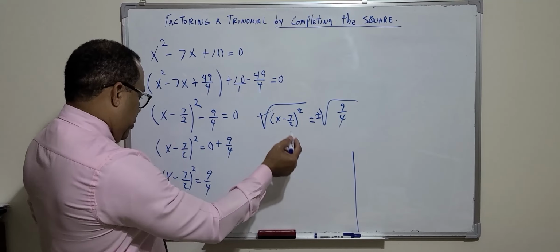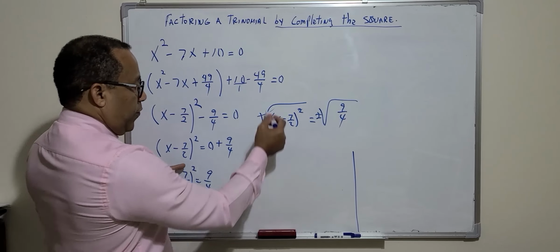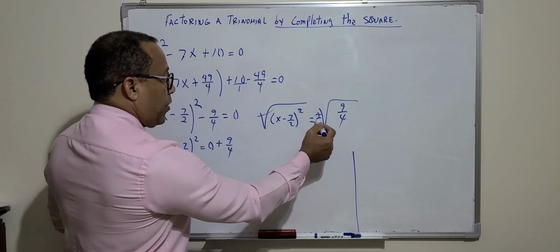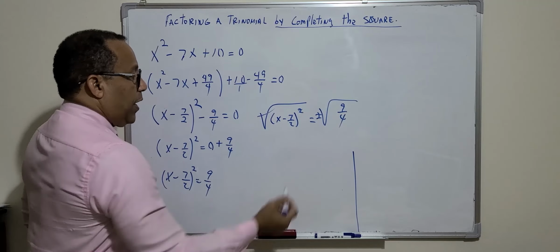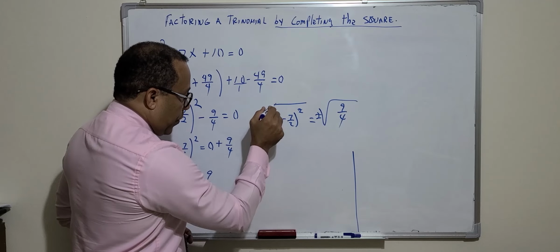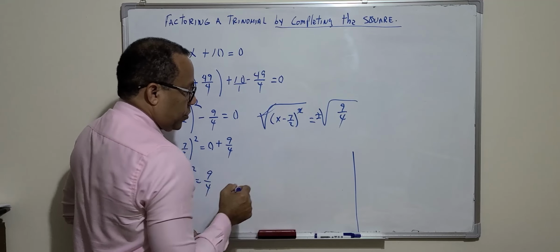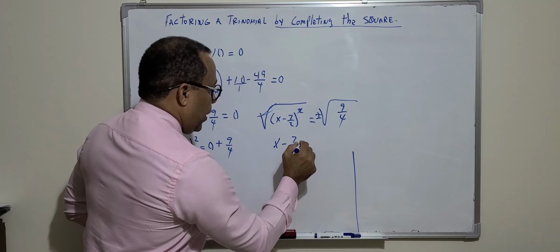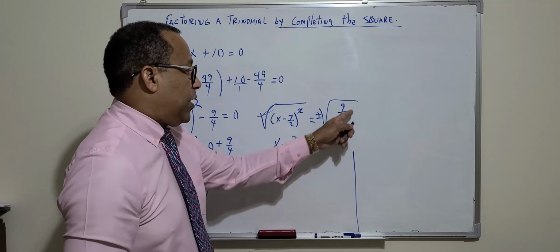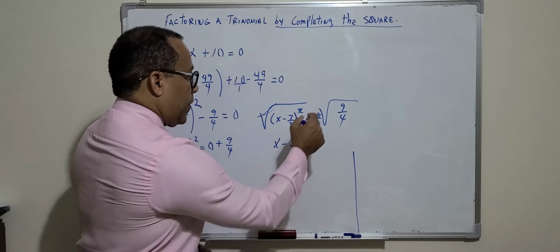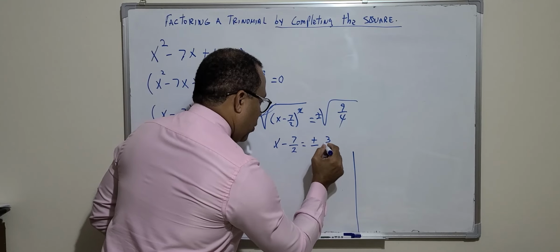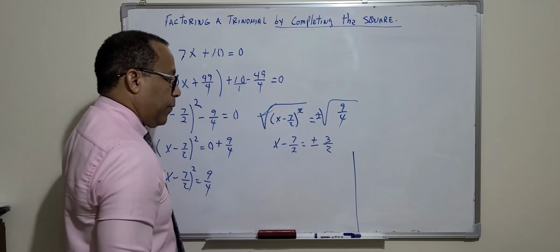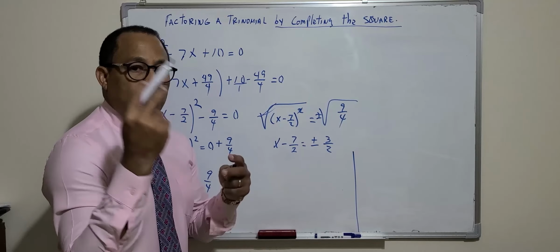And now we change the power 2 for a radical. So the square root of x minus 7 over 2 to the second power equals the square root of 9 over 4. And now I may cancel the radical with the power 2. So I'm going to have x minus 7 over 2 equals the square root of 9/4, which is 3 over 2. Positive or negative 3 over 2. Because 3 times 3 is 9 and 2 times 2 is 4. So it means that I'm going to have two solutions.